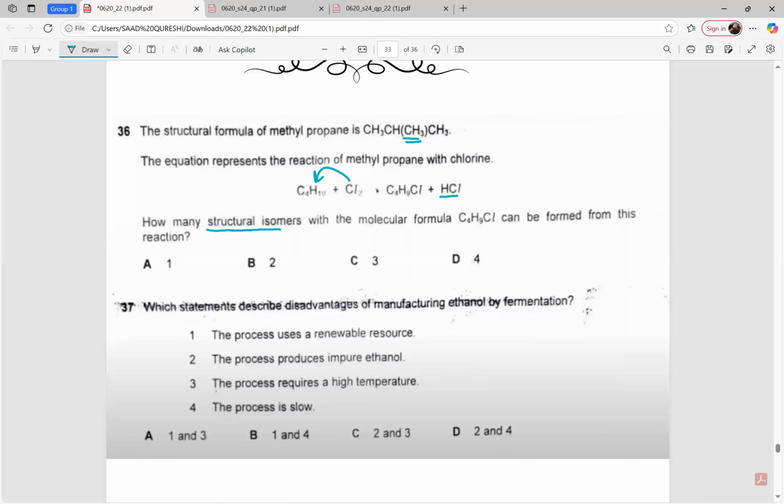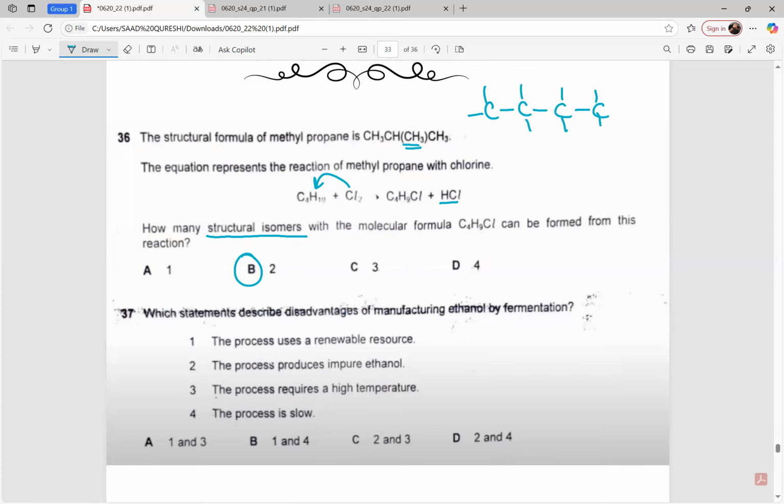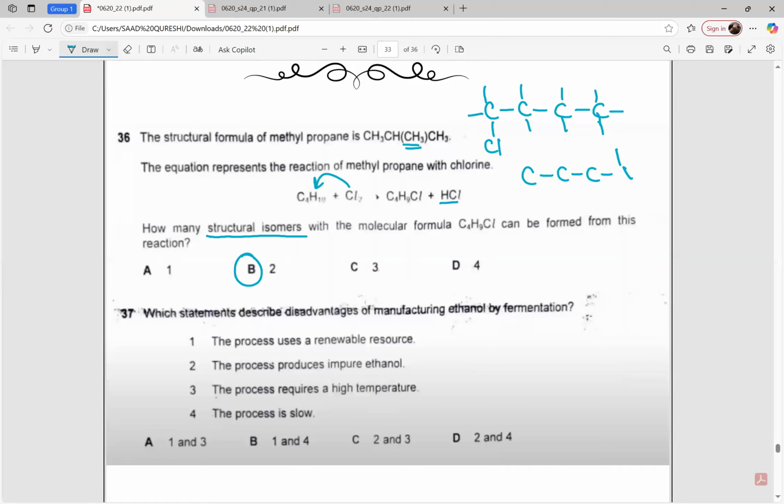How many structural isomers can be formed? Now, structural isomers can be only 2 because C4H9Cl, this is chlorobutane. So it will be like this, butane C4. And in one of the isomers, we attach chlorine on the first carbon. On the first carbon. And in the second isomer, we can attach the chlorine on the second carbon, which makes the second isomer 2-chlorobutane. So 2 isomers are possible.